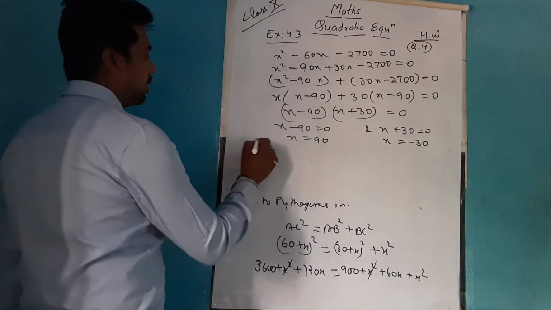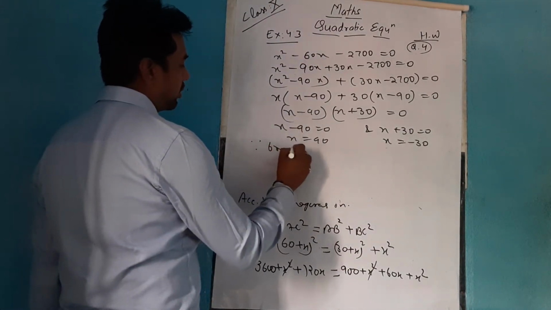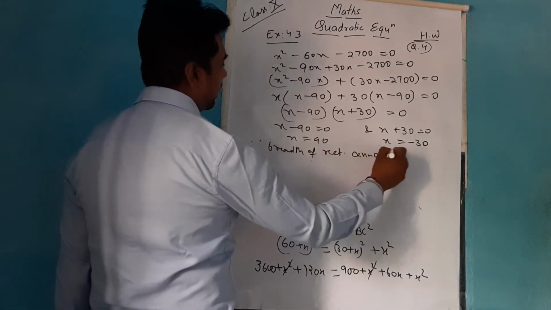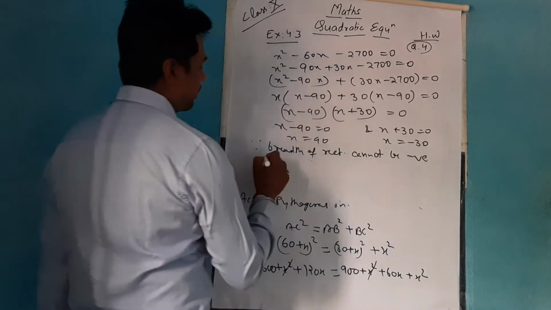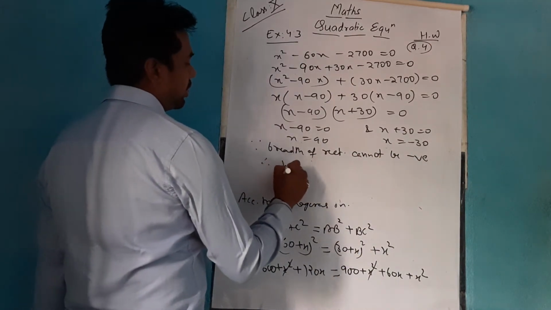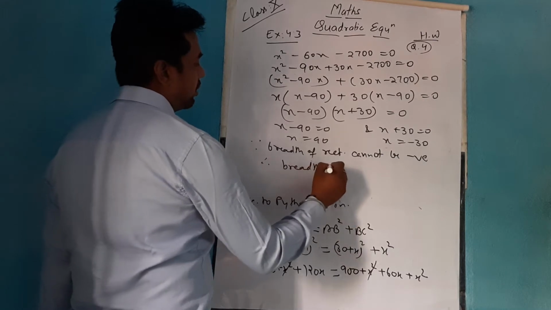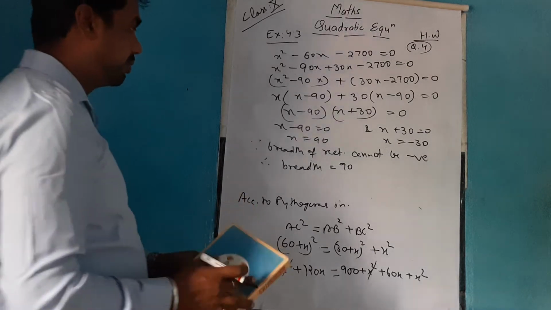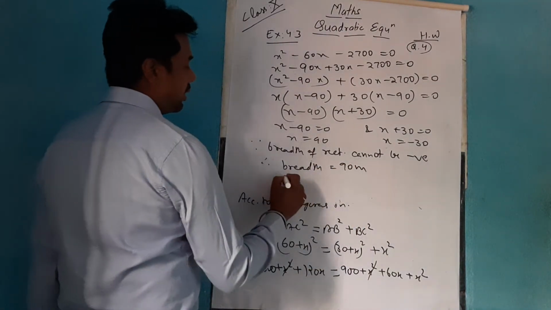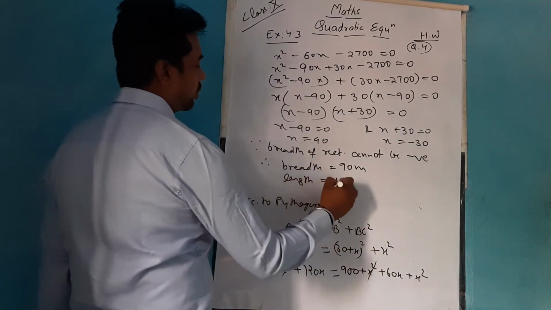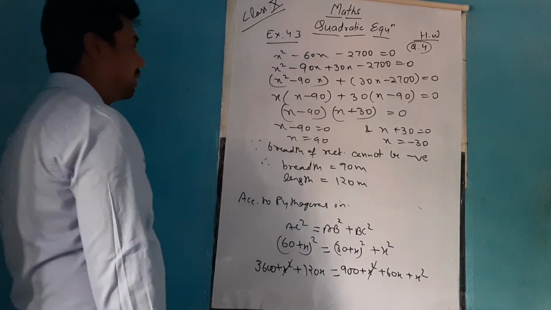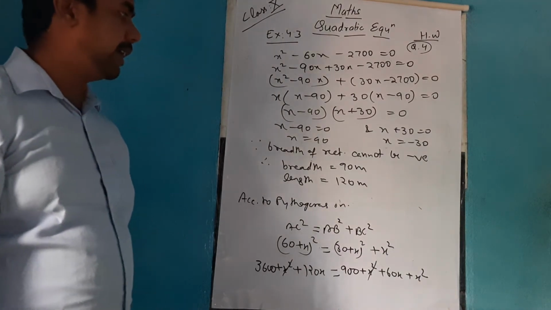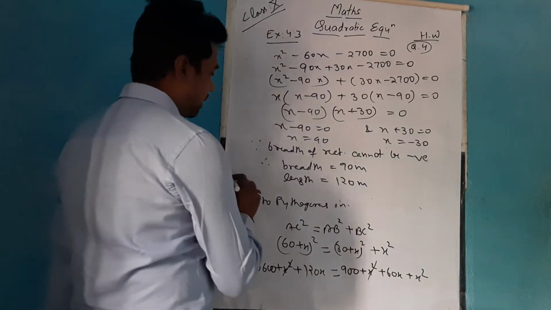Since the breadth of a rectangle cannot be negative, therefore the breadth will be 90, and it is given in meters. So the breadth will be 90 meter, and the length is 30 meter more than it, that becomes 120 meter. So the answer will be: breadth is 90 meter and length is 120 meter.